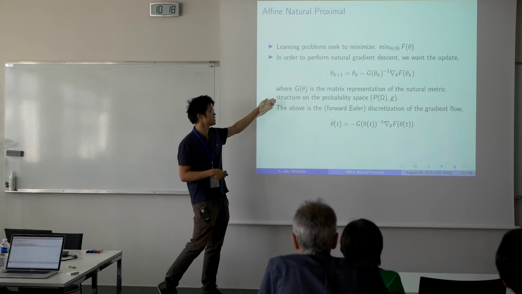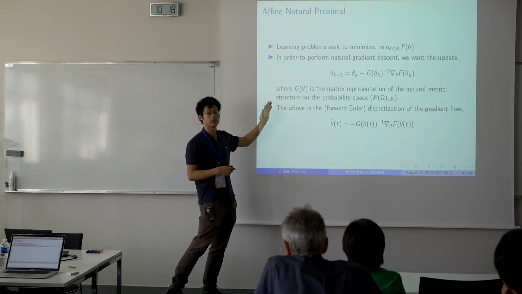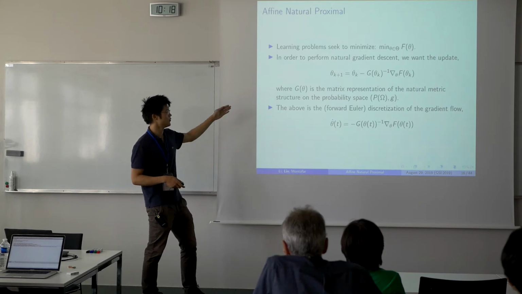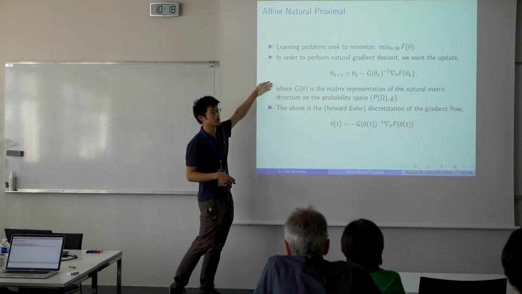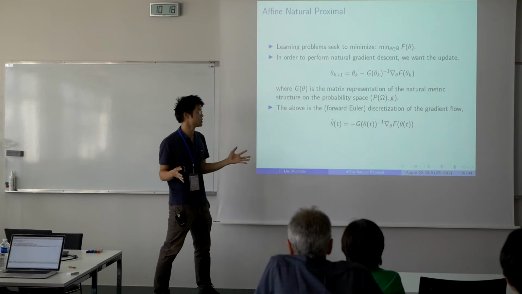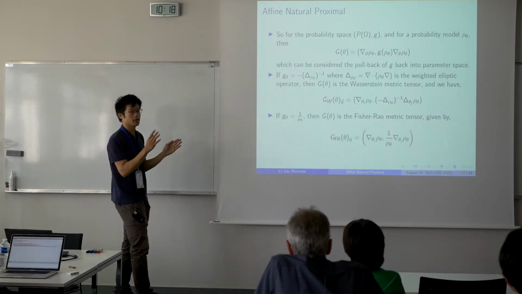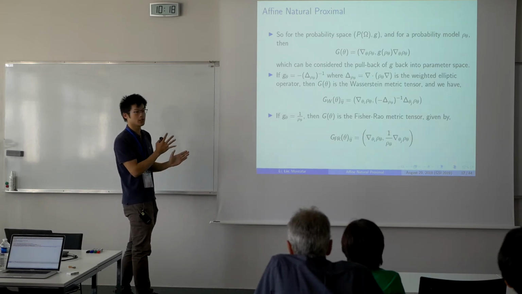Okay, so here G of theta is the matrix representation of the natural metric structure on the probability space. This is just a remark: you can think of the above as a forward Euler discretization of the gradient flow. But anyway, you have a probability space P omega G.